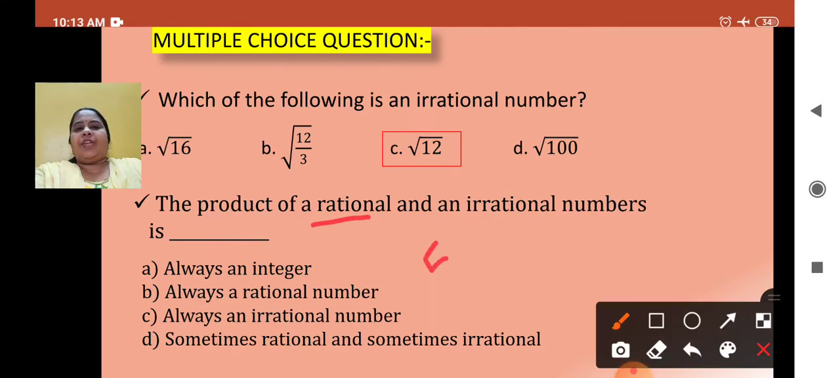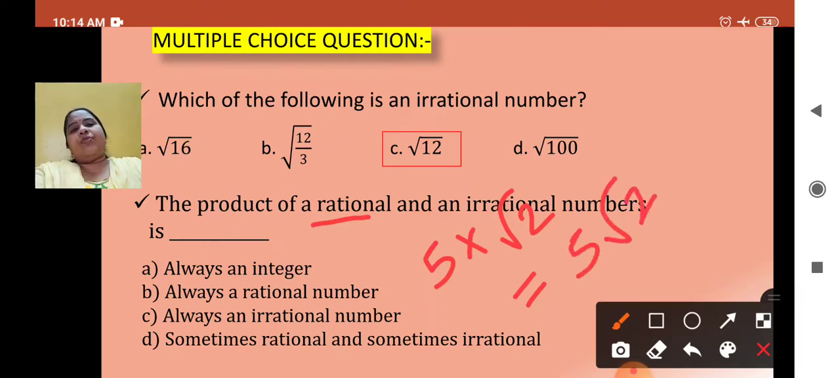So if I take 5, product means multiplication. Irrational number, randomly take any irrational number. Suppose I take square root of 2. What is the product of this? Will you write it as 5 2s are 10, or will you write it as square root of 10? It will be as it is, 5 square root of 2.